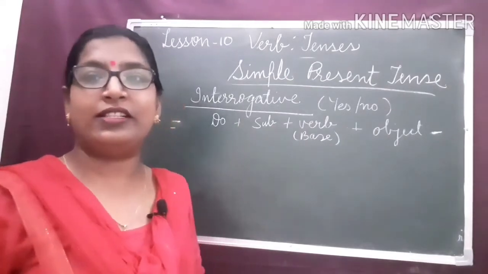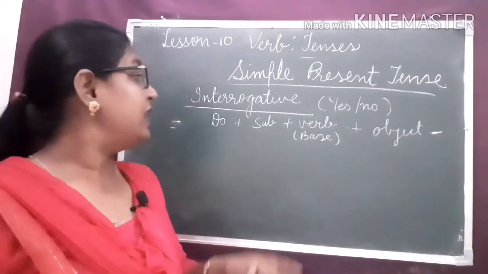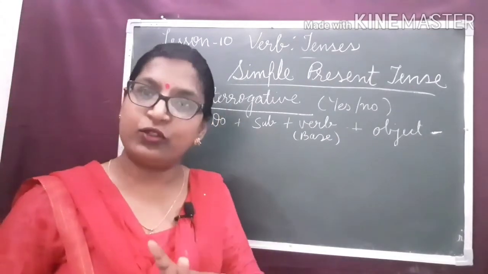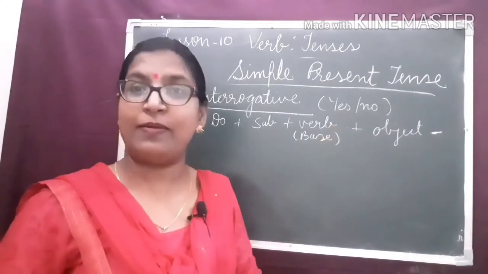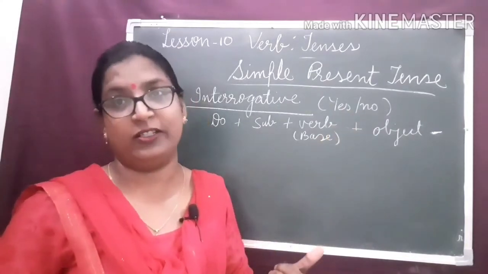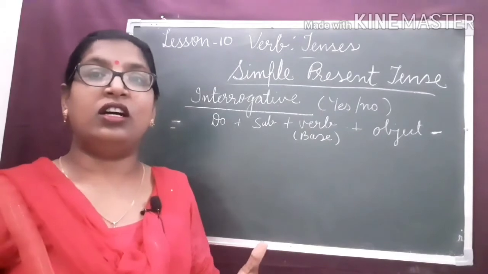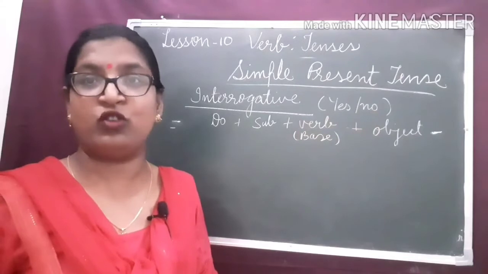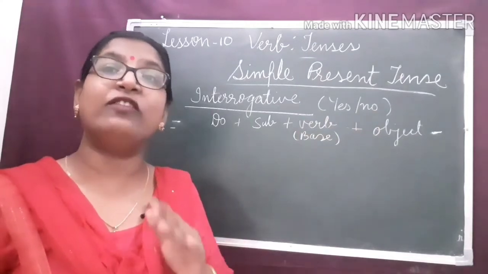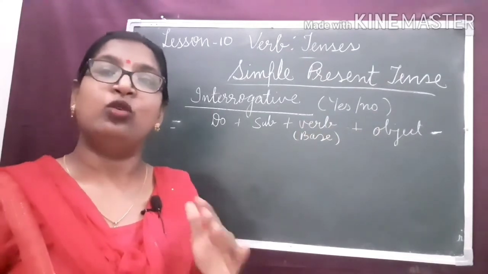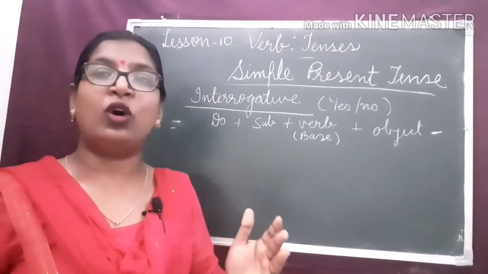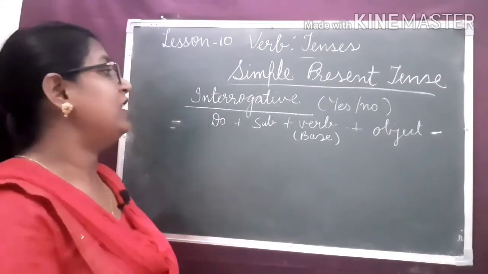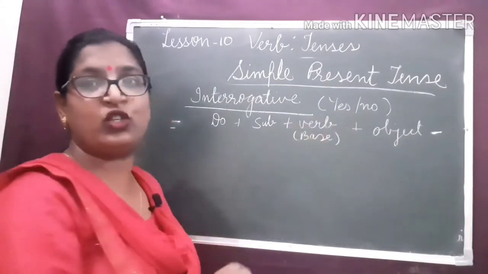Now dear children, let's see how to frame interrogative sentences in simple present tense. Interrogative sentences can be of two types. First one is yes no type and the second one is WH word. The questions whose answers usually come in yes or no are called yes no type questions, and the questions which begin with WH words like who, when, whom, what, why, where, all these are WH words. So let us see the structure of the yes no type question first.